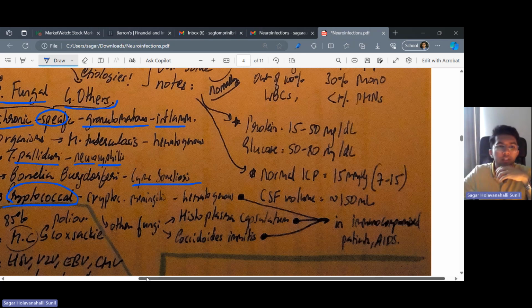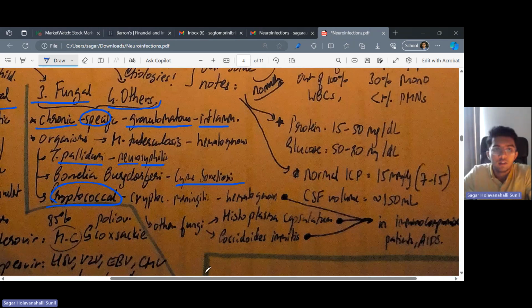Arboviruses, Borrelia burgdorferi, Treponema pallidum, neurosyphilis. Okay, it's a spirochete, by the way. This is a spirochete. Remember that. And of course, how can I possibly forget? Mycobacterium tuberculosis. Very important. It spreads through hematogenous route. Okay, so Mycobacterium tuberculosis can cause meningitis.